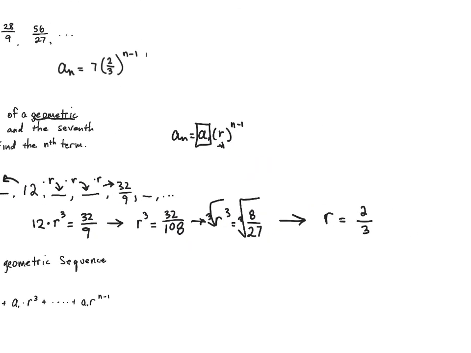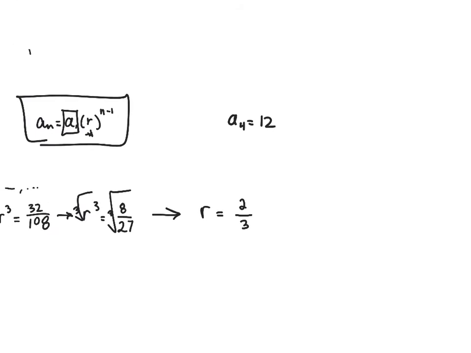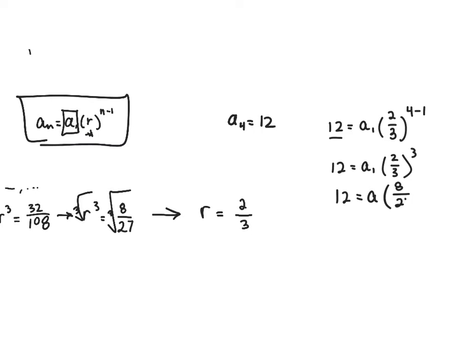So another way we could do this is just using one of the terms we know. For example, we know the fourth term is 12. So we could say, using this nth term formula, now that we know r, a sub n, I'm going to substitute 12, the fourth term, so 12 is equal to an unknown first term. I know the common ratio is 2/3, and this right here was the fourth term, so n is equal to 4 minus 1. And we could solve this equation. 12 equals a sub 1 times 2/3 cubed. 12 equals a sub 1 times 2/3 cubed is 8/27.